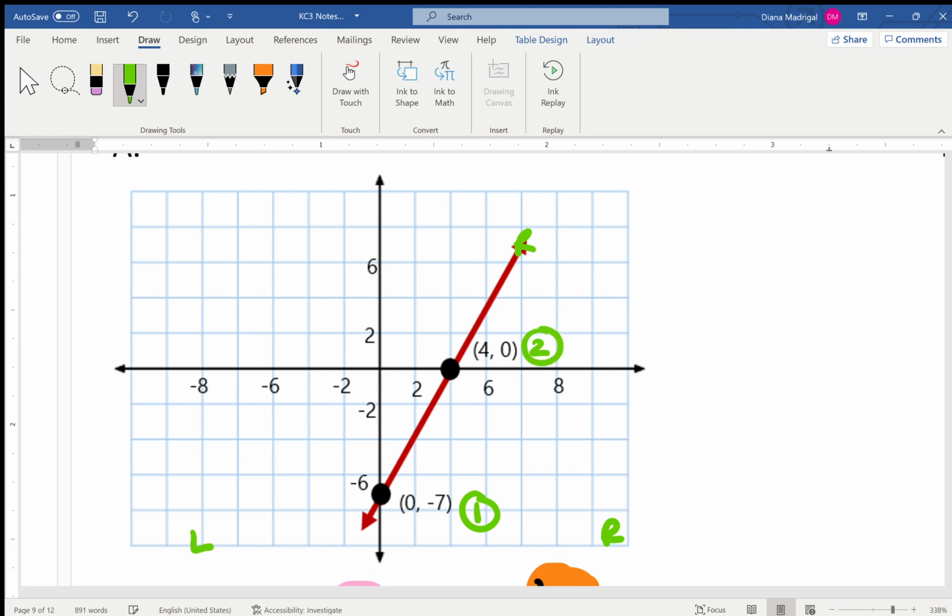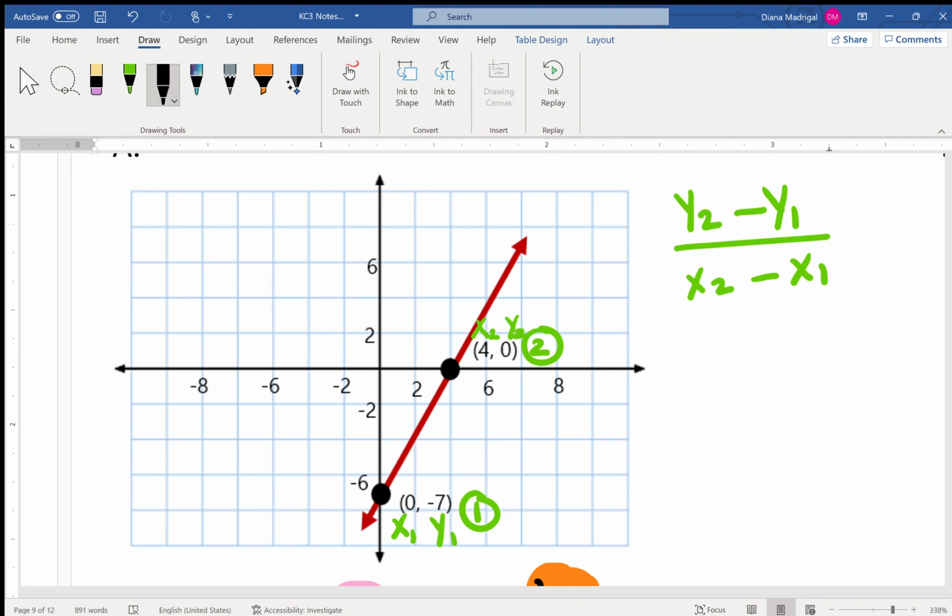Once you have that figured out, remember every coordinate point has an x and a y, and because this is your first point, this is x1, y1. This also has an x and a y, and because it's your second point, it's x2, y2. In case you forgot, the equation of a slope is y2 minus y1 over x2 minus x1. So all I'm going to do is plug in my numbers. So y2, I notice, is right here, so it's 0 minus my y1, which is right here, and it's a -7.